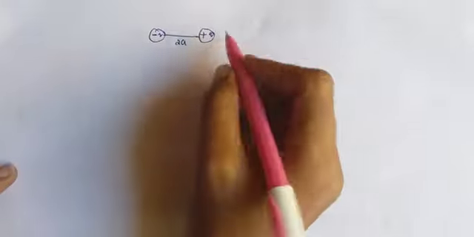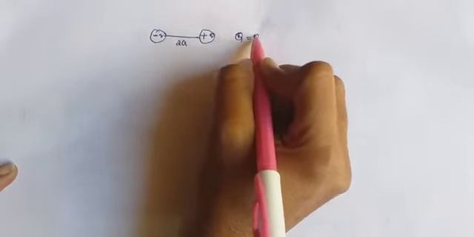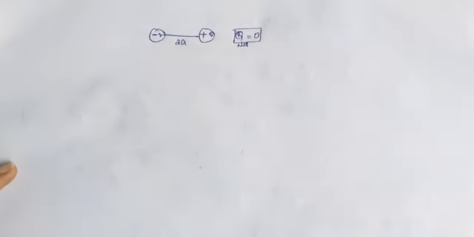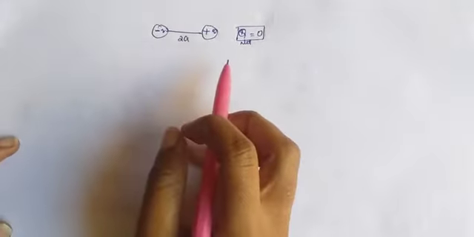So here the net charge is 0. That is, plus q minus q gives 0 because they are equal in magnitude. So that means plus q and minus q is equal to 0. But both are of opposite sign.